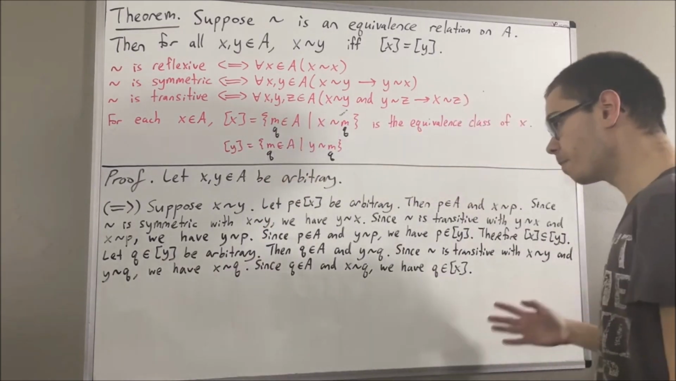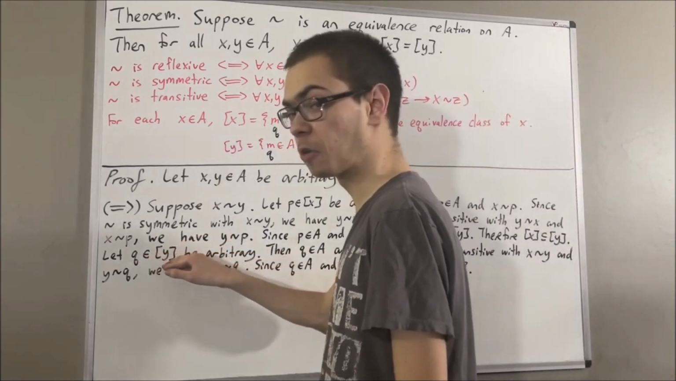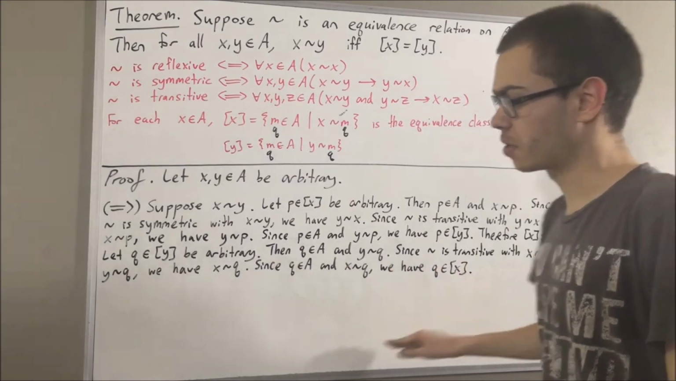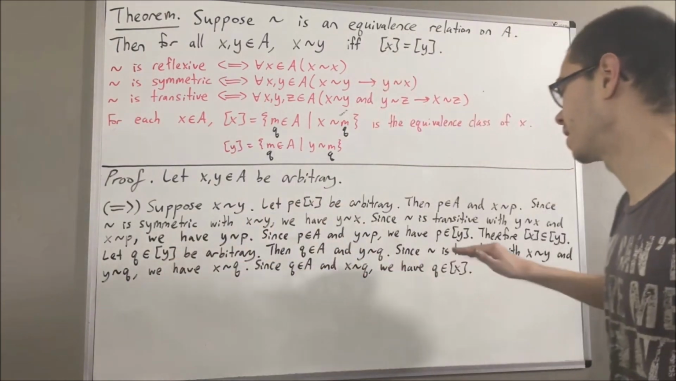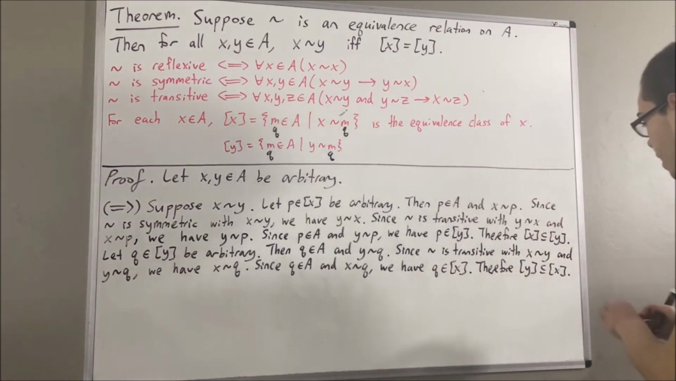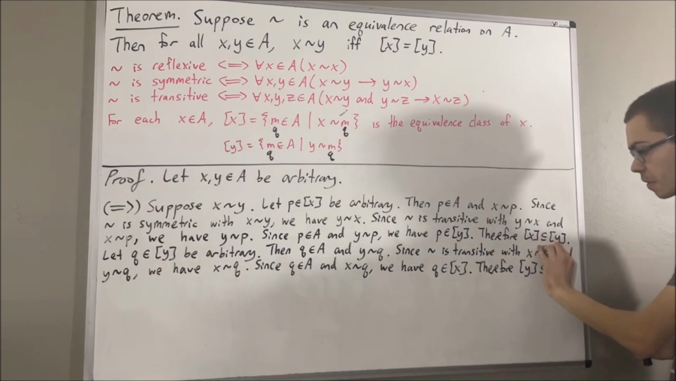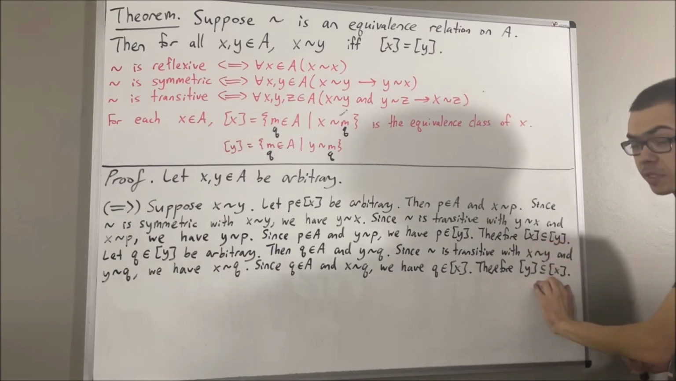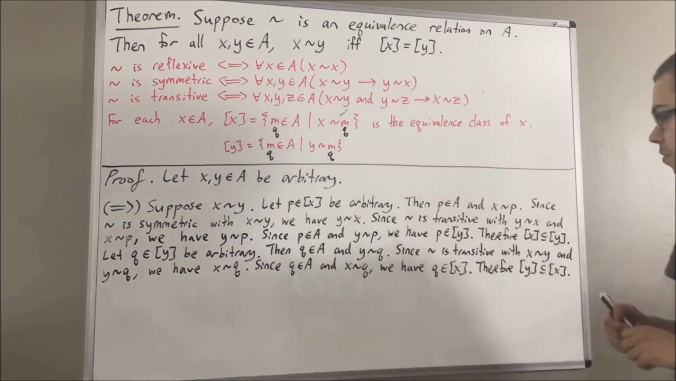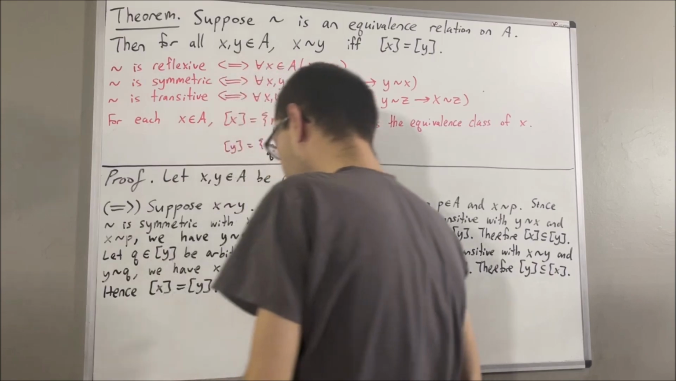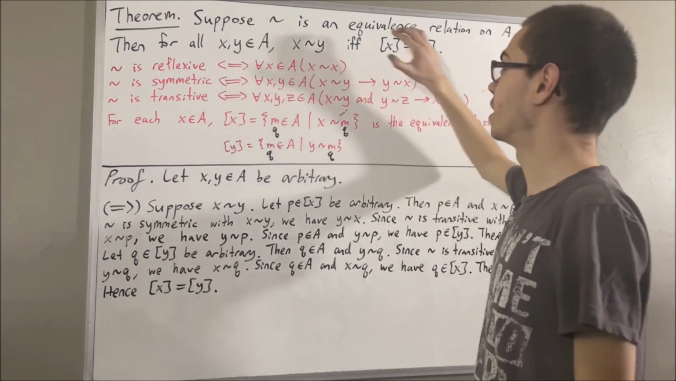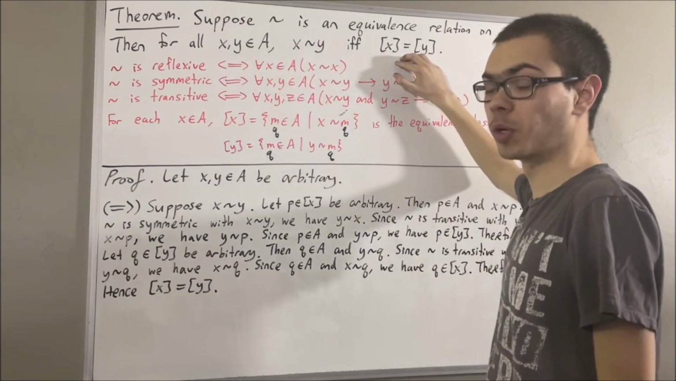And so we have shown if q is any element of the equivalence class of y, then q is an element of the equivalence class of x. And therefore, that tells us that the equivalence class of y is a subset of the equivalence class of x. And now that we know that the equivalence class of x is a subset of the equivalence class of y, and the equivalence class of y is a subset of the equivalence class of x, well, that tells us that the two sets must be equal. And so, this proves the forward direction. We have proven if x is related to y, then the two equivalence classes are equal.